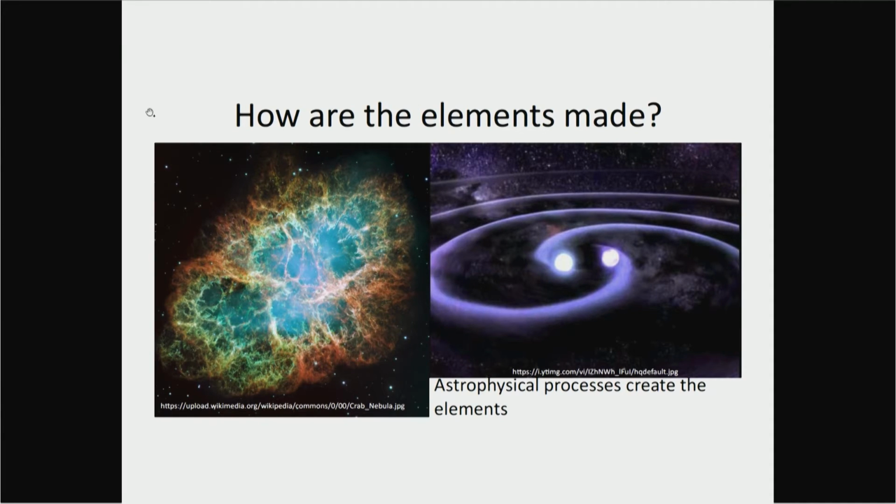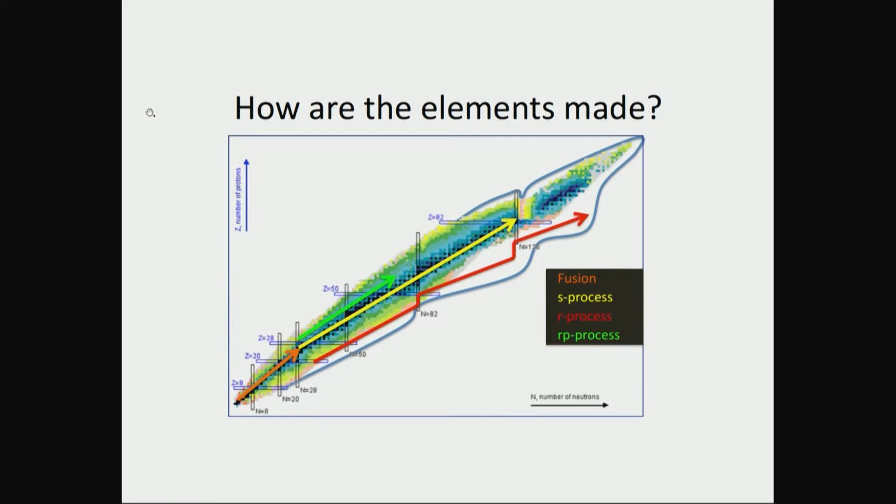I have 2 pictures here that are both astrophysical processes. This one is the Crab Nebula, a supernova remnant. And over here, we have an artist's rendition of a neutron star merger. I chose both of these because they're 2 possible sites for the R process, which is the process that we're interested in, and the one that really gets affected by beta-delayed neutron emission. But that's not the only process.